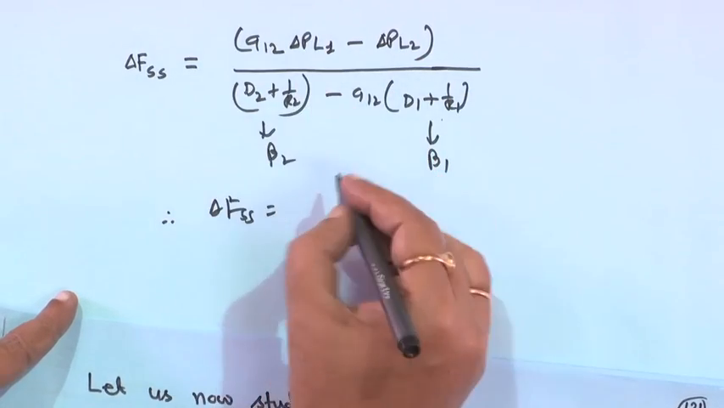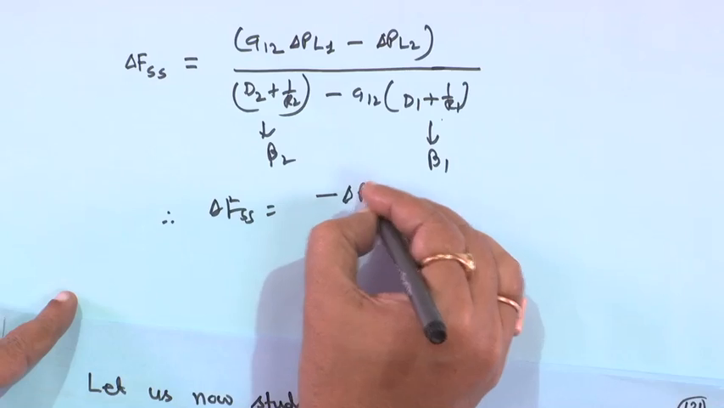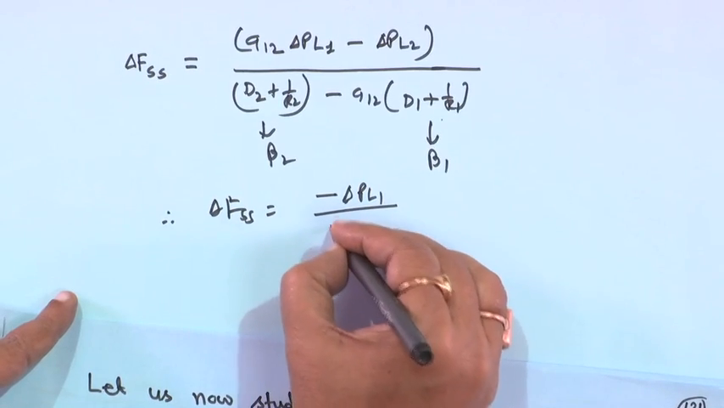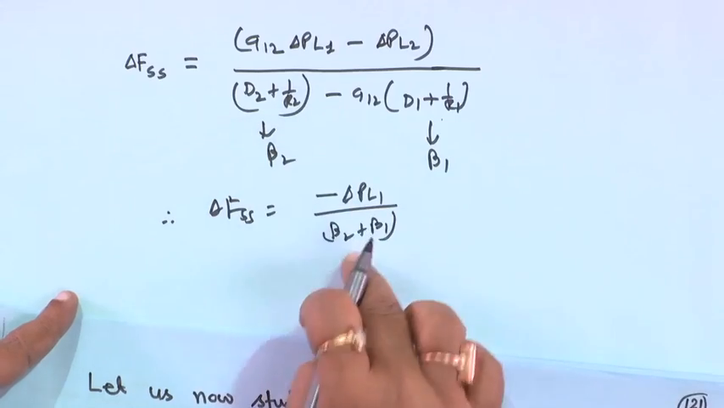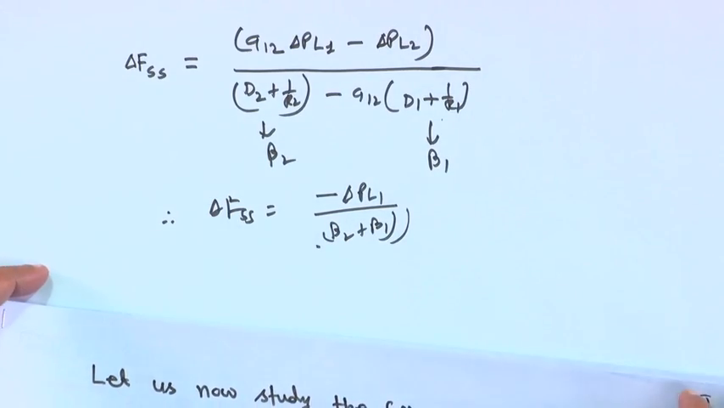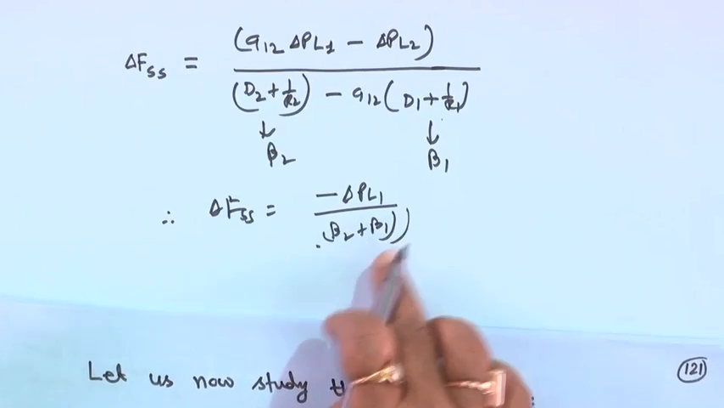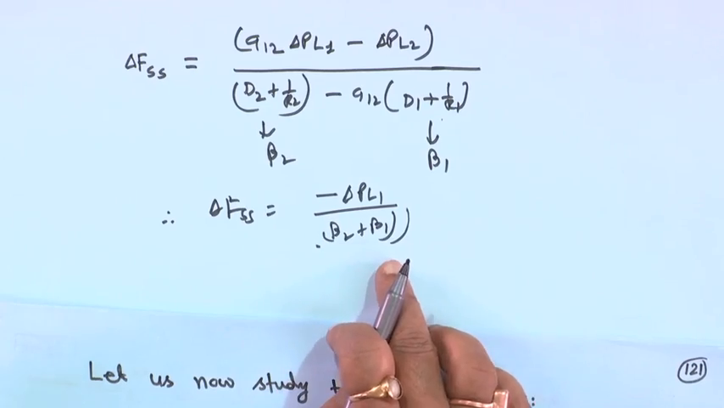Now that means delta FSS then will become: delta PL2 is equal to 0, and A12 is minus 1. So it will become delta PL1 by beta 2 plus beta 1, because A12 is minus 1, so it will be plus. So it is delta FSS, just now we have seen, minus delta PL upon beta 2 plus beta 1.